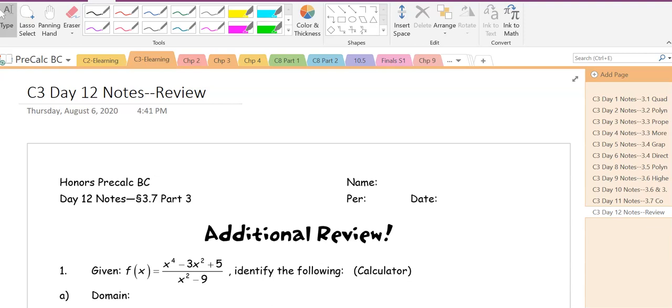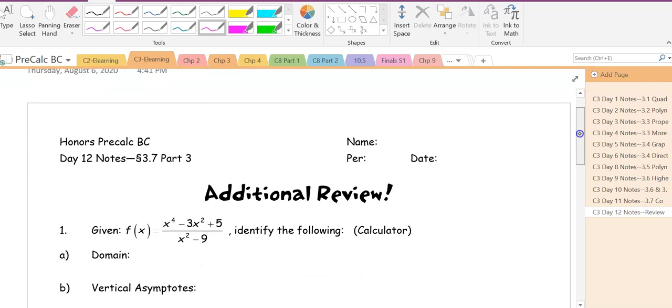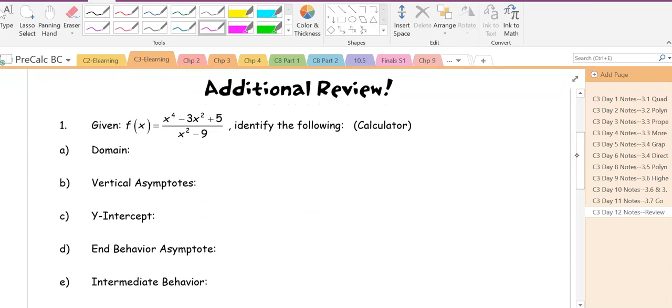Right, this is a little review for your Chapter 3 test. We have one problem, actually two problems, from earlier in the unit, just to remind you of some of these concepts. So we have this function here. We want to identify the following, and this is just a reminder that you will want to use your calculator for this. And in the past, this would have been a calculator question as opposed to a non-calculator question on your assessments. So my suggestion would be let's try to factor this first.